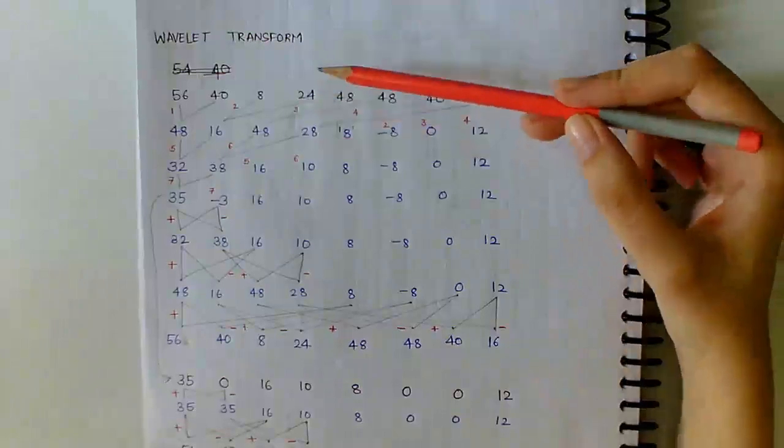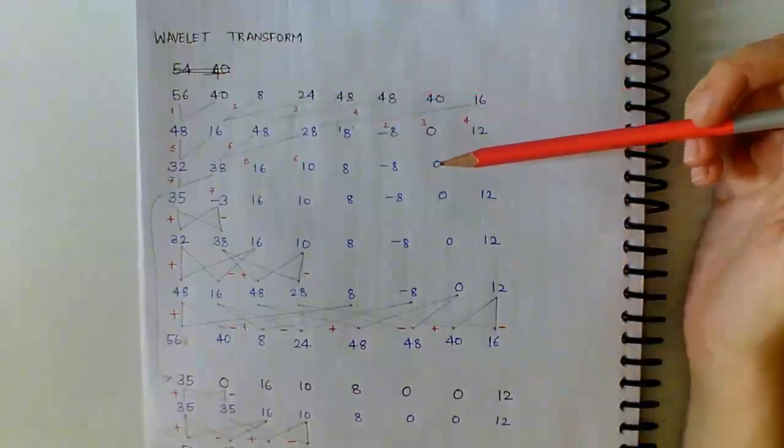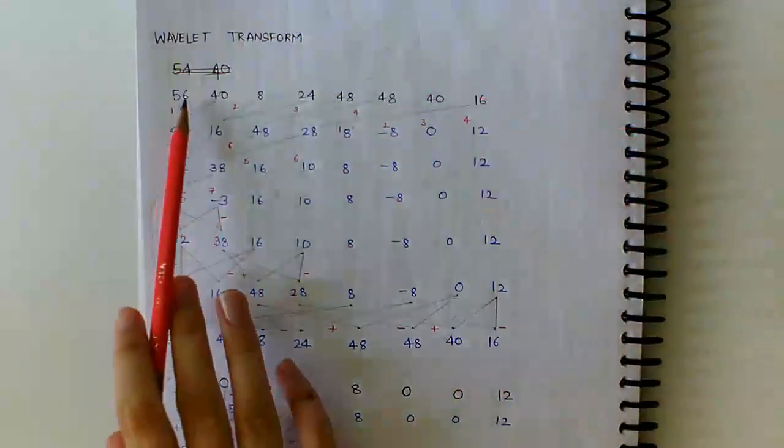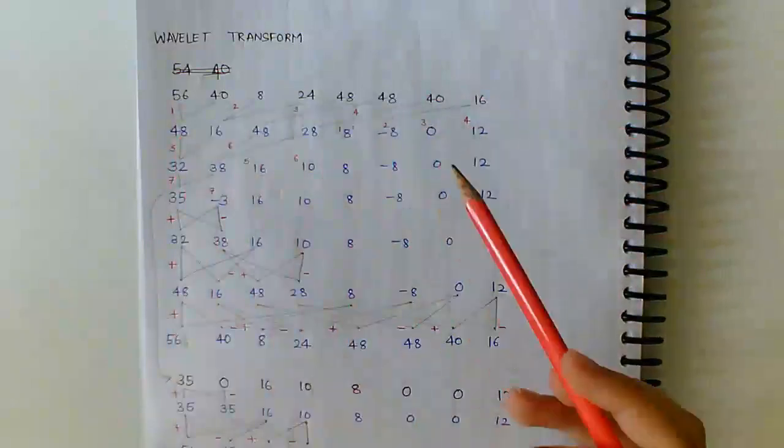Hello, we all know what wavelet transform is. So let's see an example and see how it works. We have been given an array with 8 elements. Now we have to transform it.